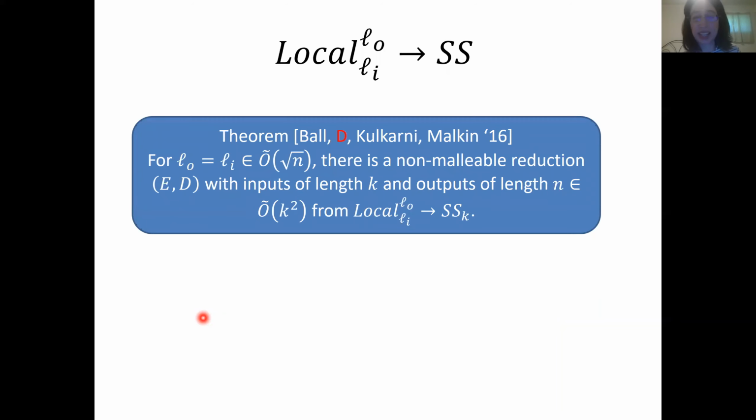Okay, so now I can state the first subresult. We showed in our work that when you set LO and LI to square root of n, so input and output locality are square root of n, there is a non-malleable reduction from local to split state with inputs of length k and outputs of length k squared.